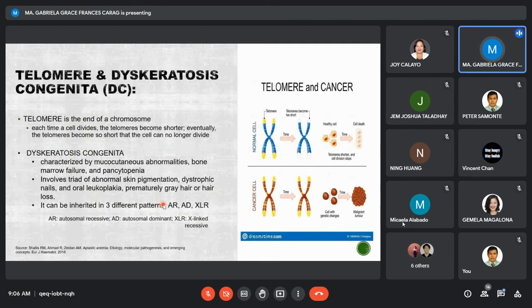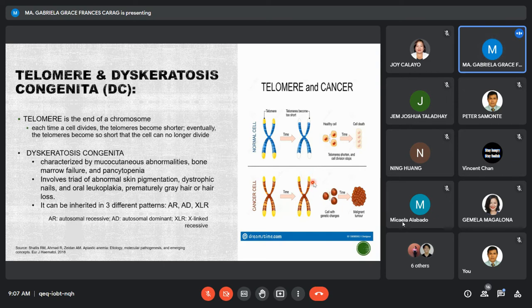Next po is telomere and dyskeratosis congenita. So telomere is the end of a chromosome presented here in the figure po. So each time a cell divides or as time goes by, telomeres become shorter, which leads to a healthy cell to its cell death po. So in abnormal cases like cancer po, telomeres are mutated, which causes the cell to be malignant po, to be immortal. So that causes the cancer case po.